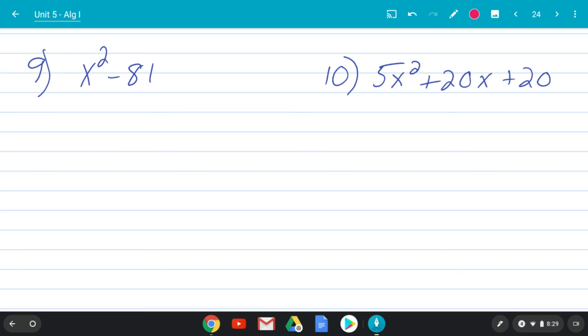What's number 9? Difference of squares. X plus 9, x minus 9.